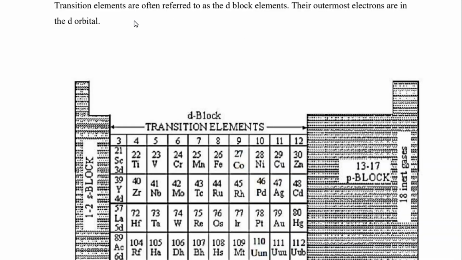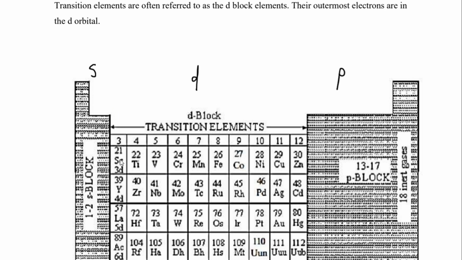Alright, so basically transition elements are often referred to as the d block elements. Their outermost electrons are in the d orbital. Here is a graphical representation of the d block elements and all other elements of the periodic table. So we have the s block element, the p block element, and the d block element here.